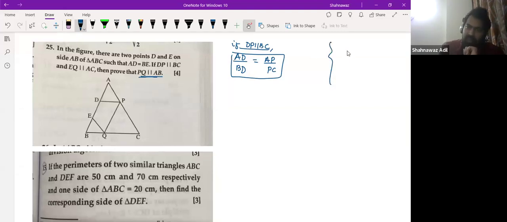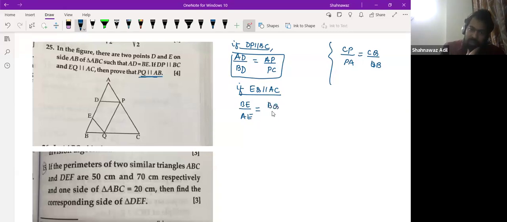So what is the goal? The goal is to prove CP by PA equals CQ by QB, right? So this thing is already in here, which means that we have to take care of the other part. We should not touch this thing, we'll use it at some point later. Now, what is the other one? EQ parallel to AC. So EQ parallel to AC, then what can we write? We can write BE by AE, which is equal to BQ by QC. Okay, so we have got this thing as well.